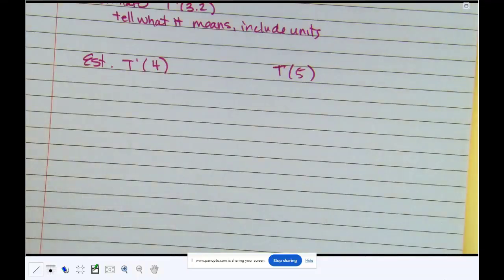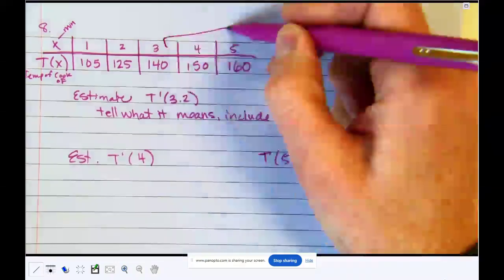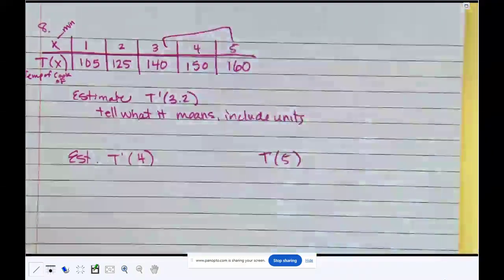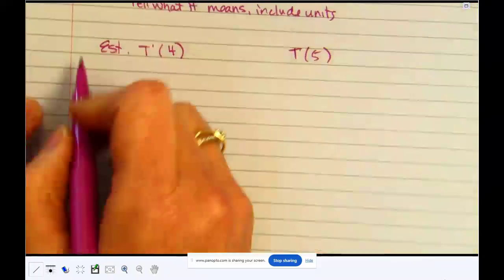Question. What do you do when it's the singular value again? I don't know if you already answered that. Which one? Like what if we estimate T prime of 4? You got to go on either side. 3 and 5? Yep. We did indeed. That's what it says, estimate T prime prime of 5.